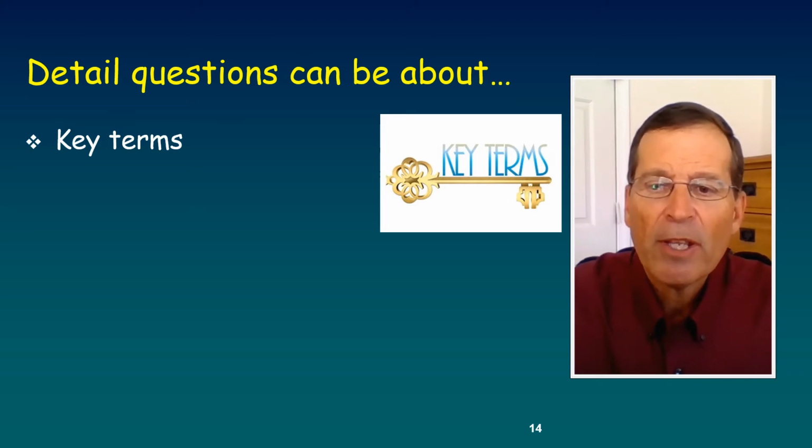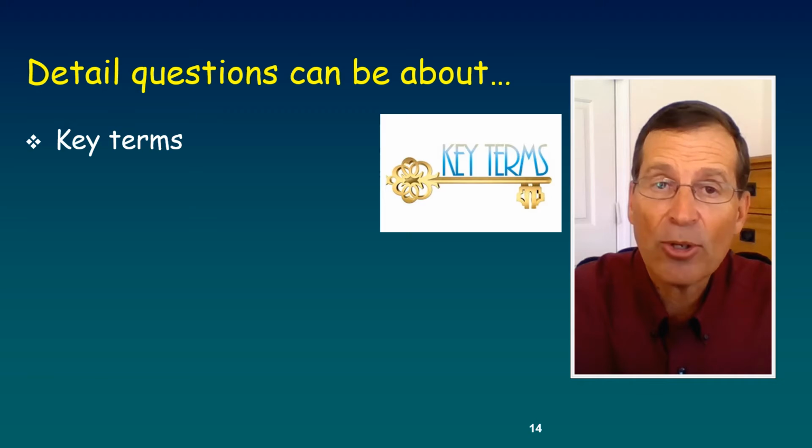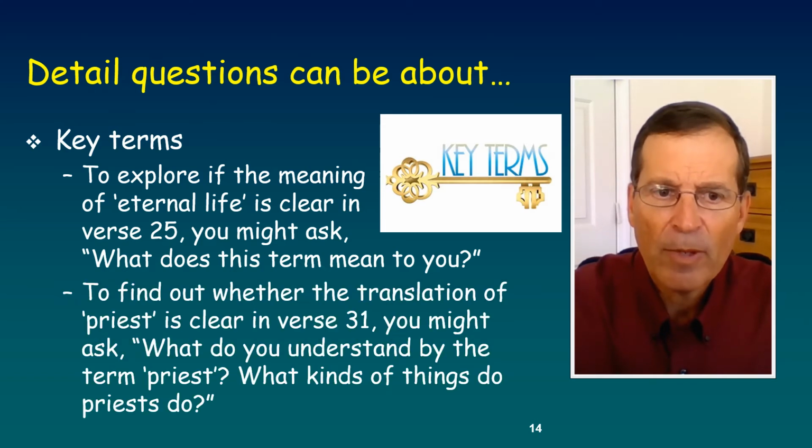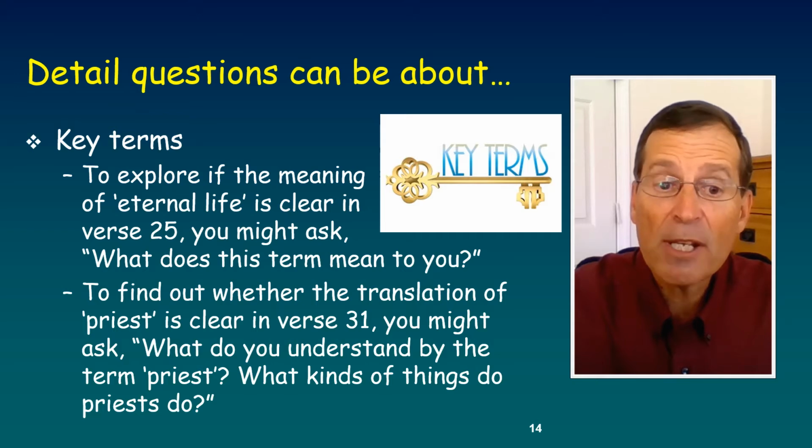So, for example, in verse 25, the religious teacher asks Jesus, "Teacher, what shall I do to inherit eternal life?" To explore if the meaning of that key term, eternal life, is clear, you might ask, what does this term mean to you? Or in verse 31, the text says a priest happened to be going down the same road. To find out whether the translation of priest is clear, you might ask, what do you understand by the term priest? What kinds of things do priests do?